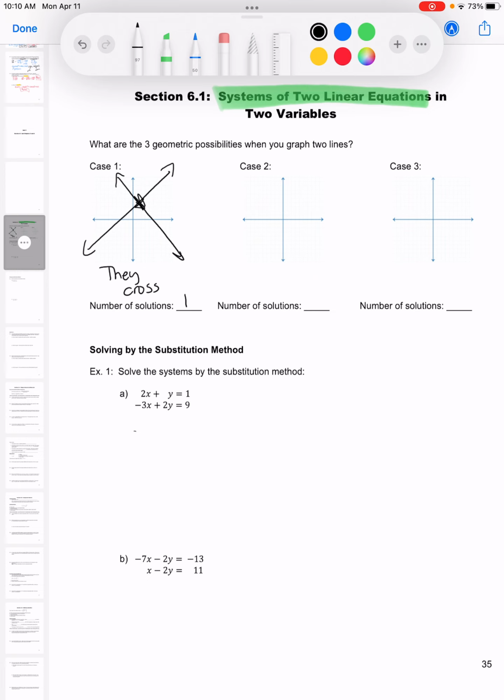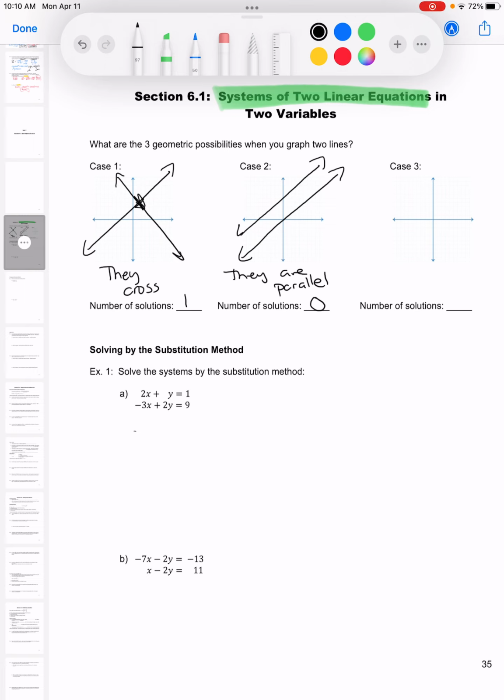Now, if our lines happen to be the special case where they're parallel, again, I'm just going to draw some random lines here. These parallel lines are never going to cross. So since they never cross, we say they have zero solutions. So with these, we can get no solution for our answer, and we're actually going to see one of those in a little bit.